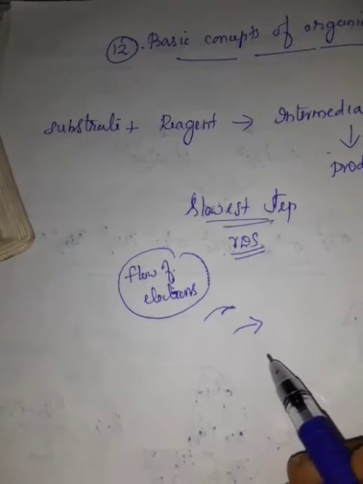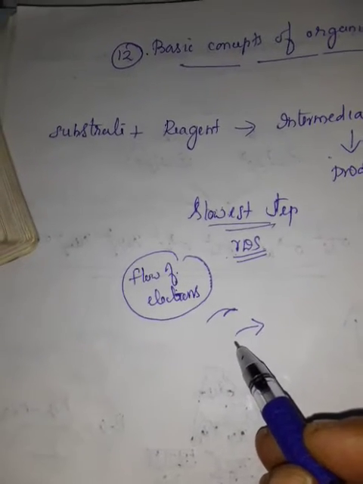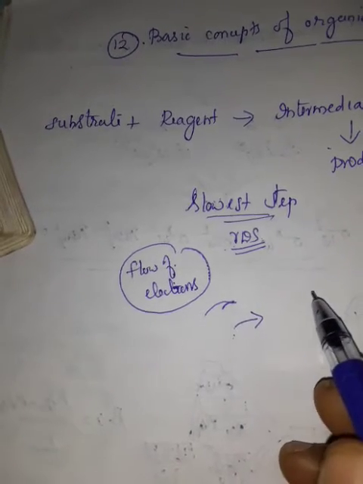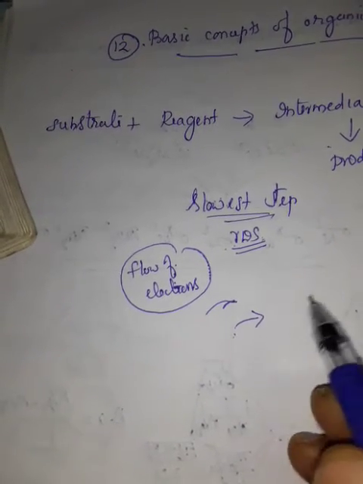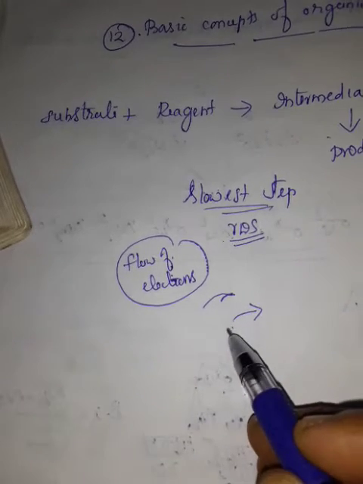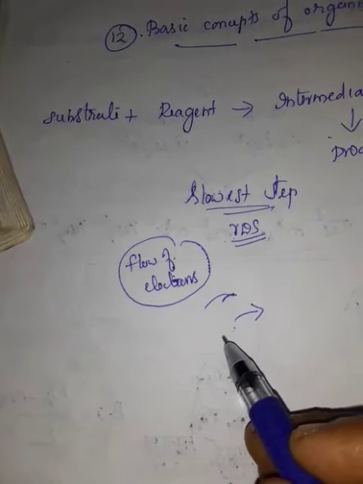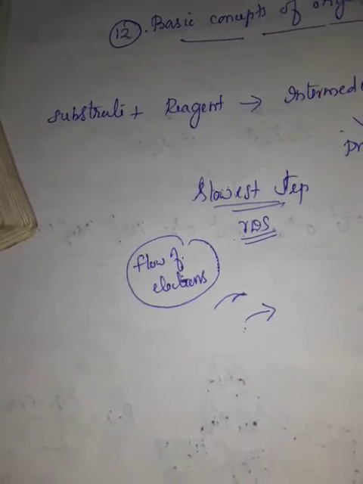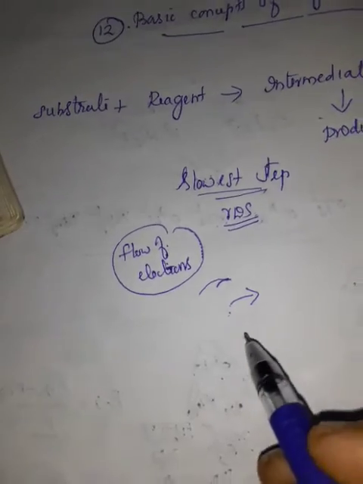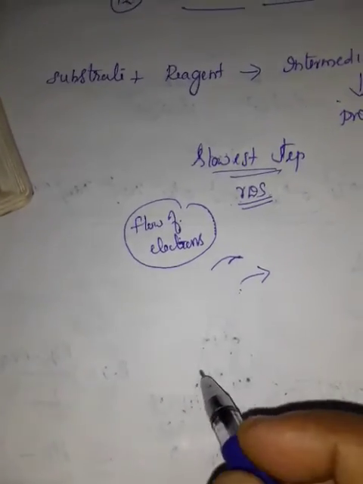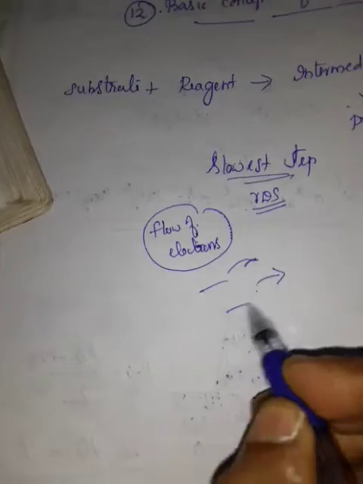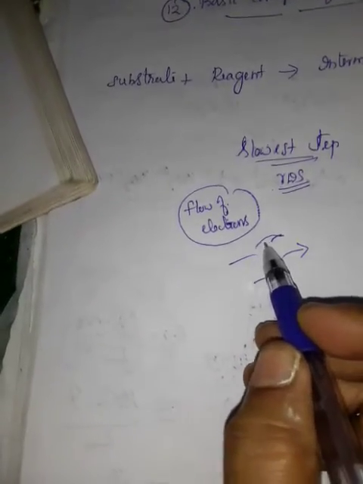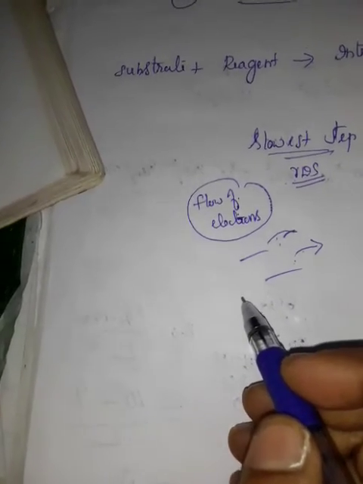This double-headed arrow starts from the negative end and ends at the atom to which the electron needs to be transferred. So there are two types of arrows: the fish hook arrow, for the movement of one electron, and the double-headed arrow, for the movement of a pair of electrons.